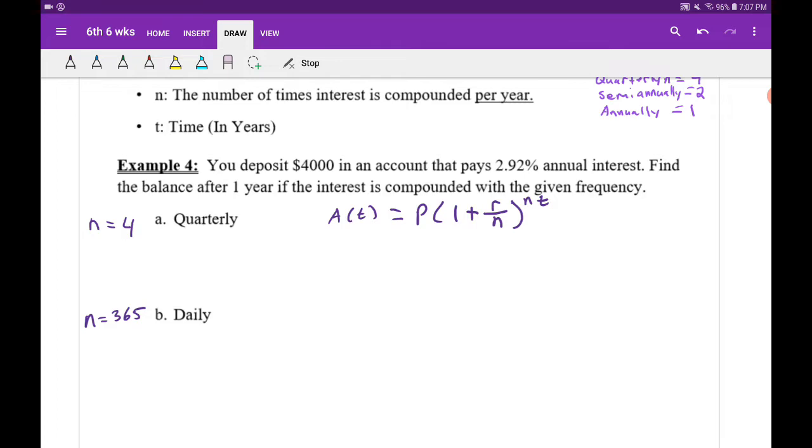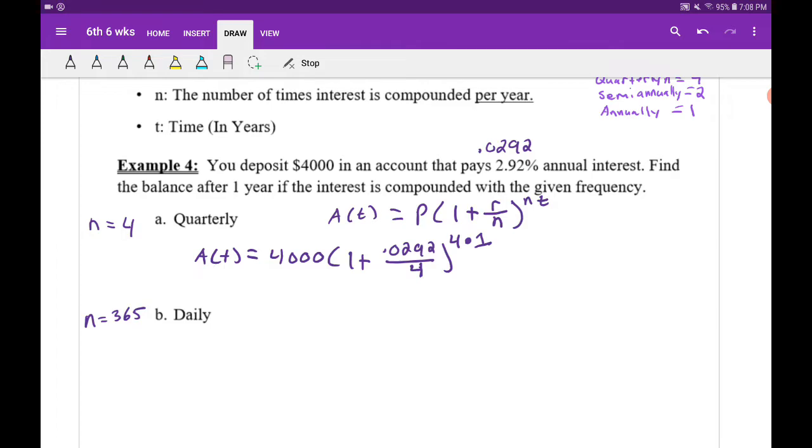Okay, so let's do part A. We're going to take our A of t, which equals our principal, $4,000, times 1 plus our fraction. Converted to a decimal, the rate is 0.0292, all over our compound, which in this case is 4. So the power is 4 for the compound again; I like to write it right away so I don't forget. Then we multiply by our t, how long we're putting this in, which is 1 year, so it's just going to be 1. The year isn't going to affect it too much.